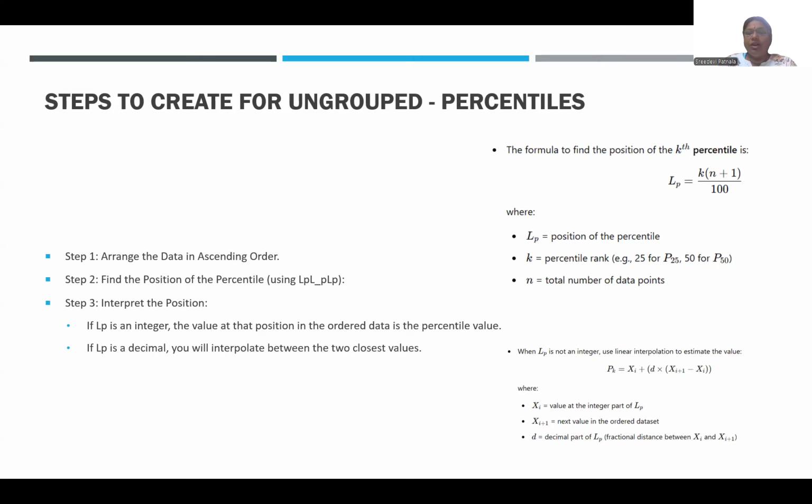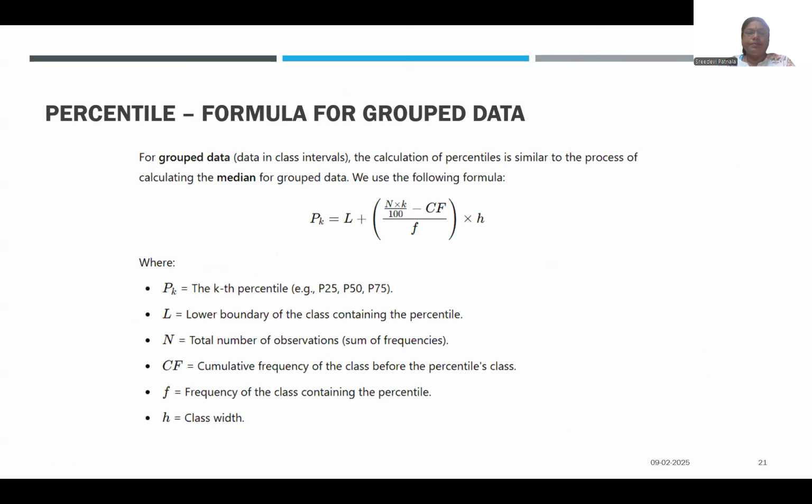So the formula for ungrouped data is, again, LP is equal to K into N plus 1 by 100. And the interpolation formula, if you observe here, is PK is equal to XI plus D into XI plus 1 minus XI. This I will explain while narrating the example.